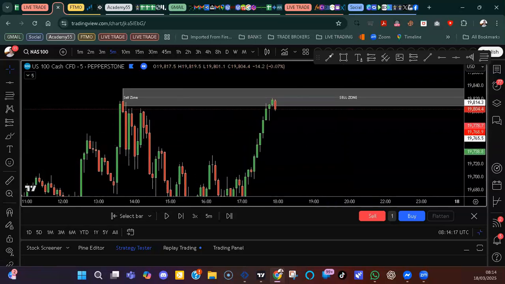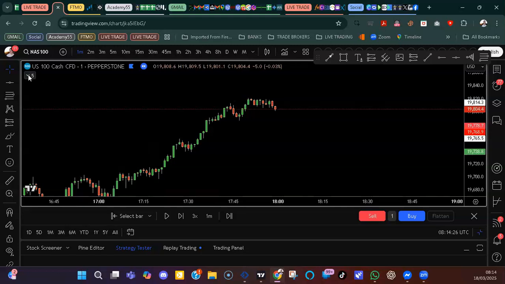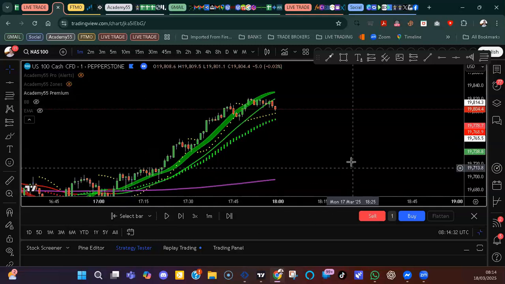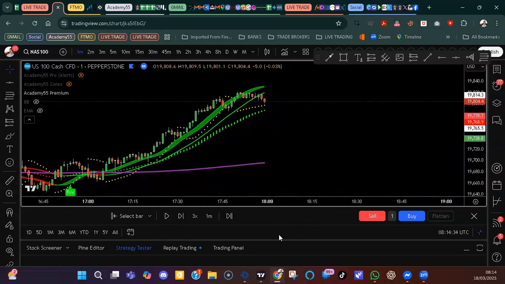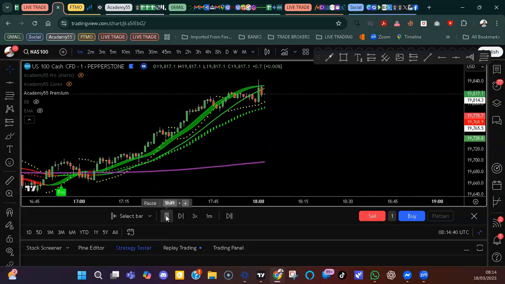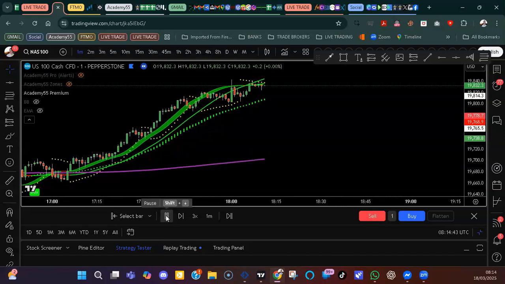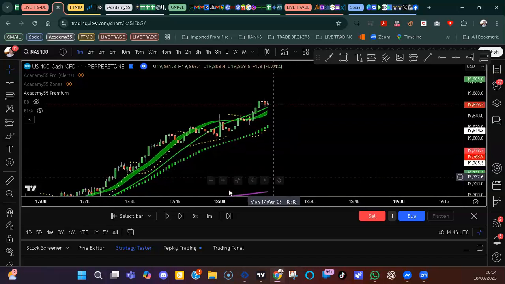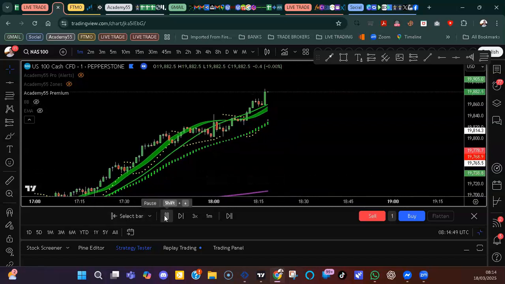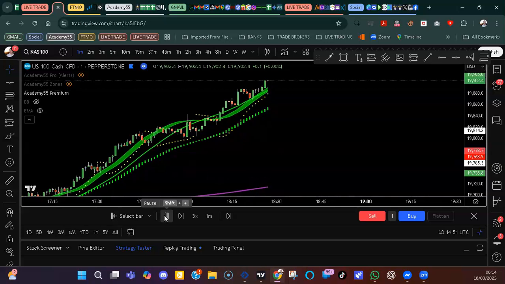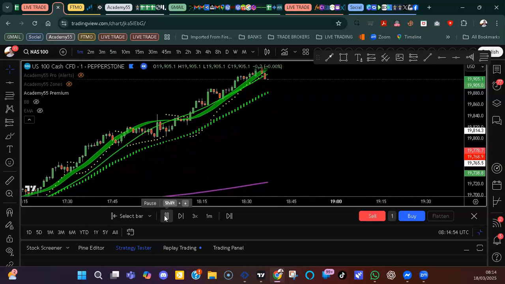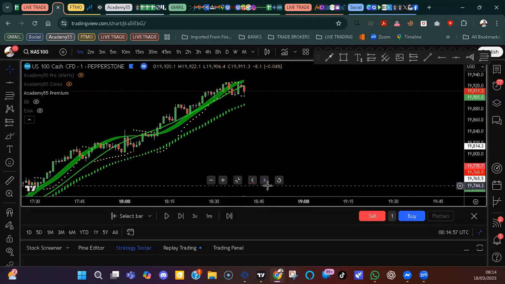So we know to take the next sell. So we go down to the 1 minute time frame, put our indicators on, and we know to take the next sell alert. So I'm just playing it on. It's still going higher, but we know we're in sell zone territory. We're getting to about 6:45 UK time now.